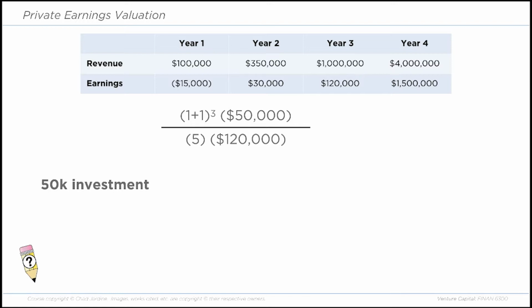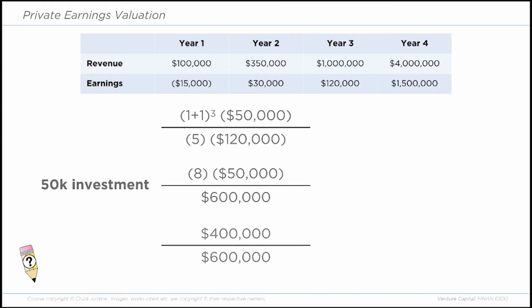For the denominator, we'll use the private earnings multiple of 5 multiplied by the anticipated earnings in year 3, which is $120,000. So if we multiply that out, we get 8 times $50,000 on top, $600,000 on the bottom. Take it one step further, that's $400,000 over $600,000, or a hurdle rate of 66.67%. That means that for an investor to get their required rate of return, they would need to own 2/3 of this company in order to get it. So that sounds pretty steep. Let's take a look at another one.